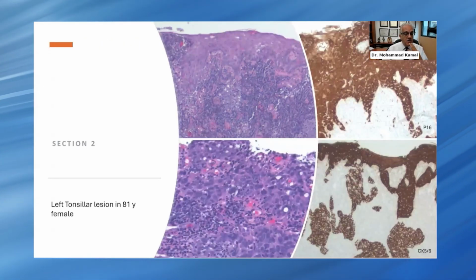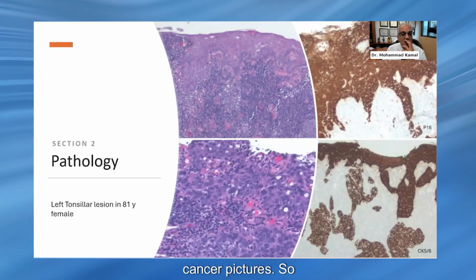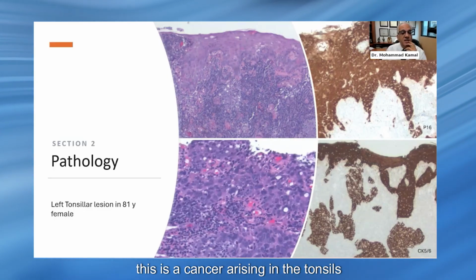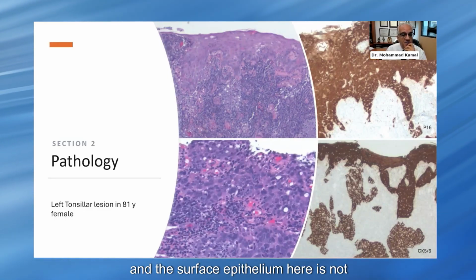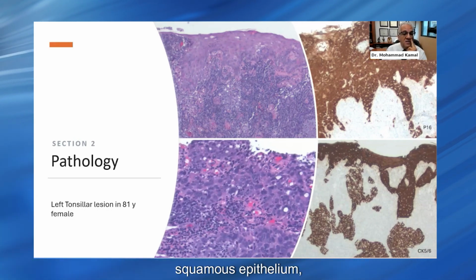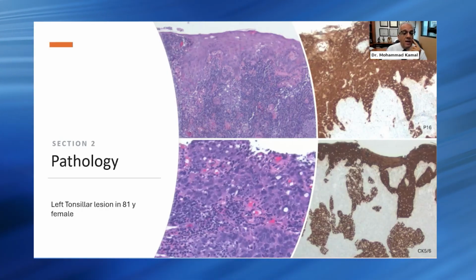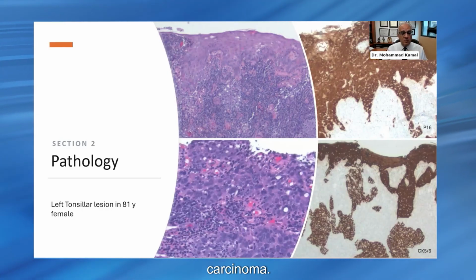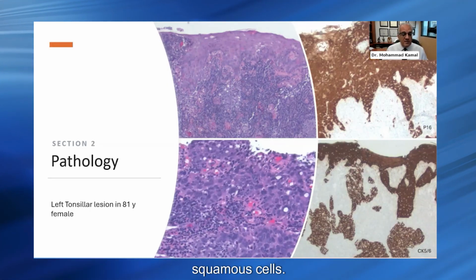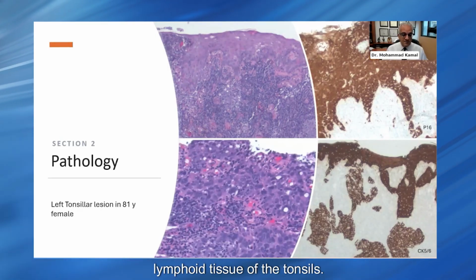And of course, as a pathologist, I have to show you cancer pictures. So I wanted to show you here, if you can see my mouse, this is a cancer arising in the tonsils. And the surface epithelium here is not malignant. This is benign squamous epithelium, but it's undermined by this poorly differentiated squamous cell carcinoma. In high power magnification, you can see these are the poorly differentiated squamous cells. And in the background, you could see the residual lymphoid tissue of the tonsils.